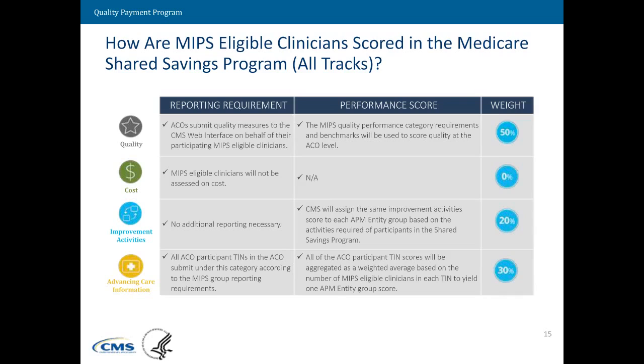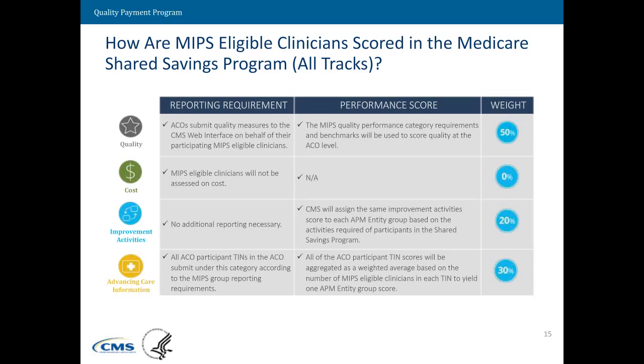And if the ACO does not submit measures on their behalf, all scoring for this MIPS APM will revert to participant TIN scoring. So it's the ACO participant TIN that would score. This happens rarely, so in most cases, the ACO is going to submit measures to the CMS web interface and be scored as they normally are under Shared Savings Program requirements. For the cost category, you will not be scored or assessed on cost.